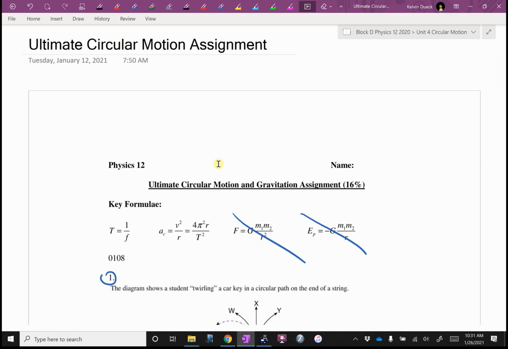Also, if you're planning on doing a rewrite, sign up for a rewrite. The only one you can't do a rewrite for is the circular motion test, because there's no way I can, well, if we wrote it Friday, I guess I could get it for you. I see you Monday. I could get it marked for the weekend. Basically, that would be the advantage of writing on Friday, is I could add it to your rewrite list if you wanted to.